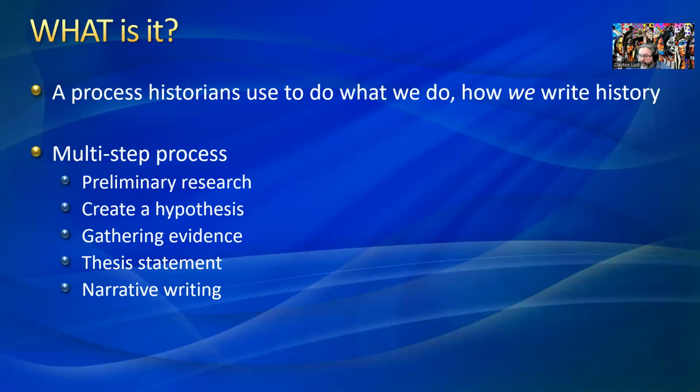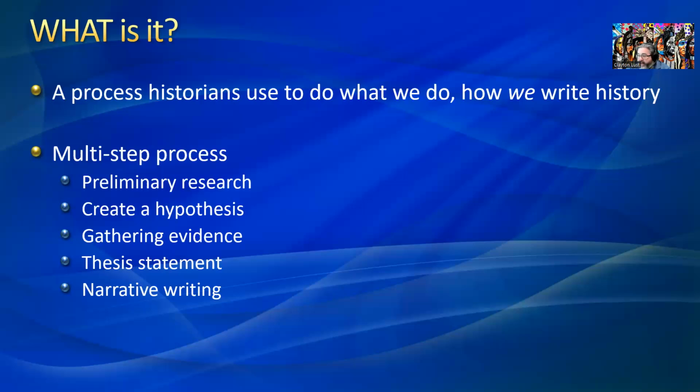The historical method is a multi-step process that historians use to investigate and ultimately to write about history. Another way some of us put it is that this is what being a historian is at its heart. So the steps are: preliminary research, creating a hypothesis, gathering evidence, writing a good solid thesis statement, and then the narrative writing to it.